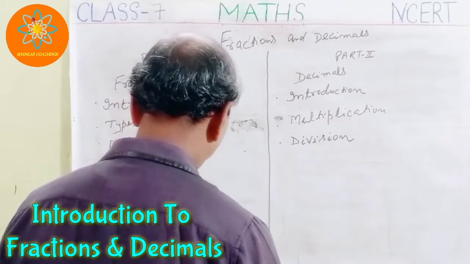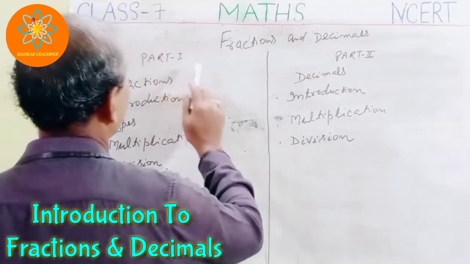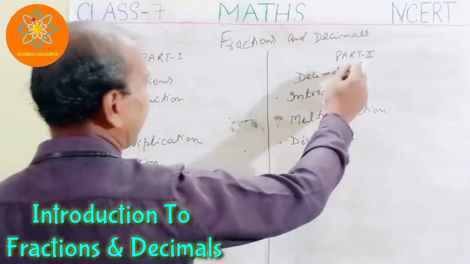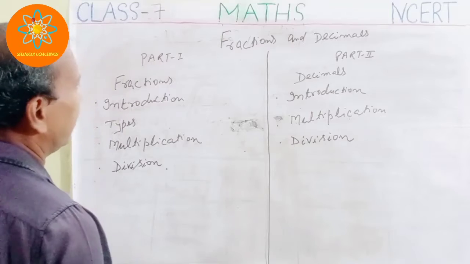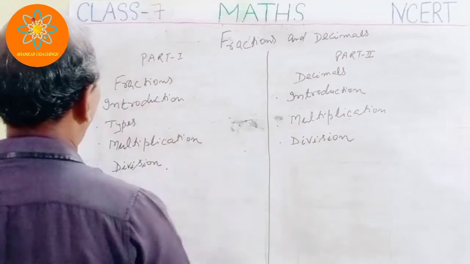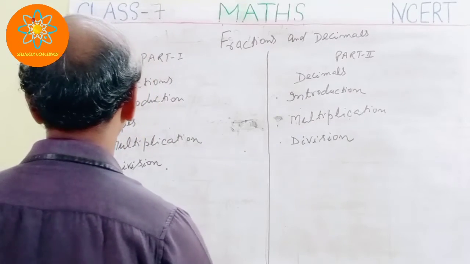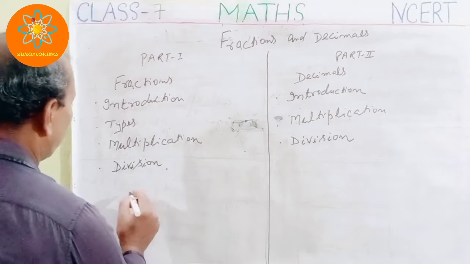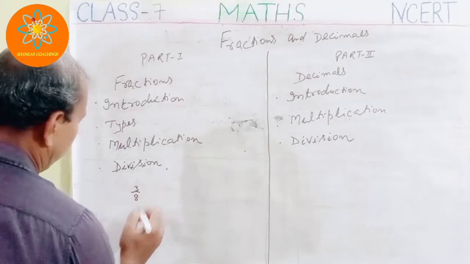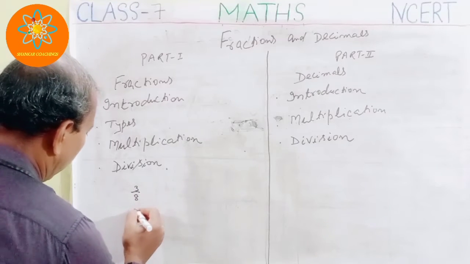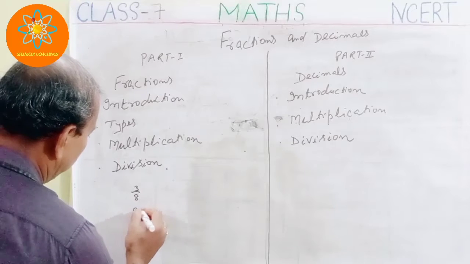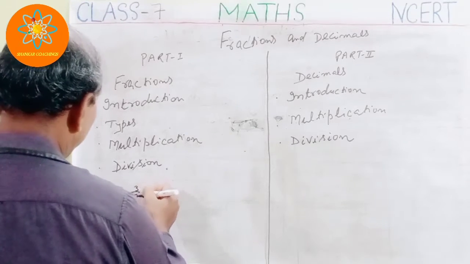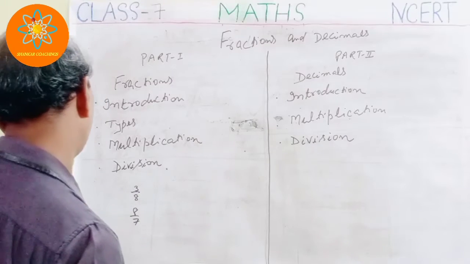Fractions and decimals. So I had divided this into two parts. In the first part we will study about the fractions, and in the second part we will study about the decimals. So in the fractions there are many types of fractions. Like suppose we have 3 by 8, or this is 8 by 7.